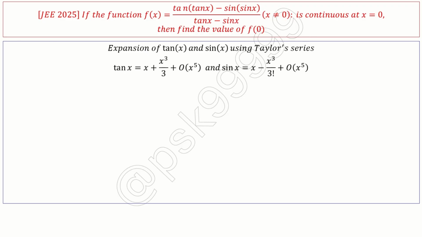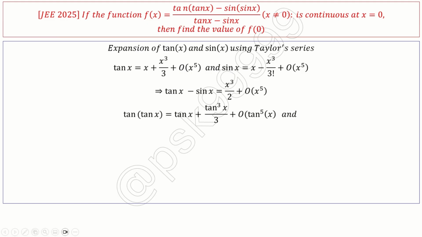Tan x is nothing but x plus x cube by 3 plus, I need up to x cube only, that's enough actually. If you look at the denominator, it is just tan x minus sin x. Plus order of x power 5 and so on. Sin x is nothing but x minus x cube by 3 factorial plus order of x power 5. And my tan x minus sin x is nothing but x cube by 2 plus order of, I'm just subtracting this series, plus some function of x to the power of 5.